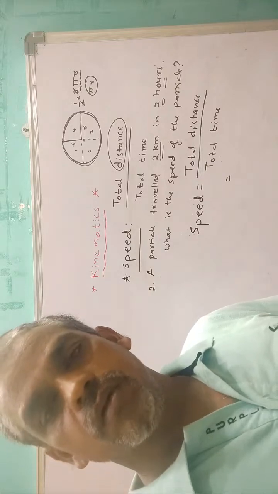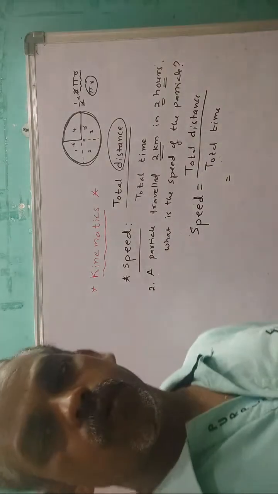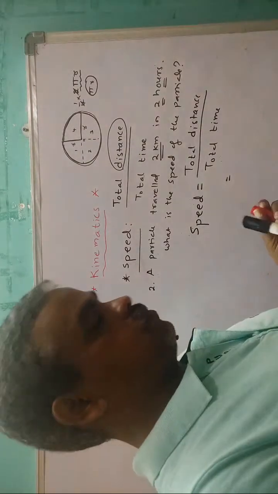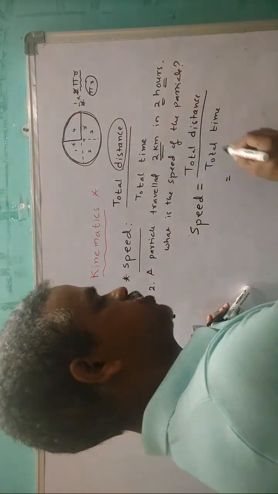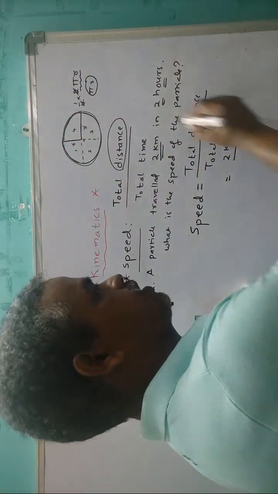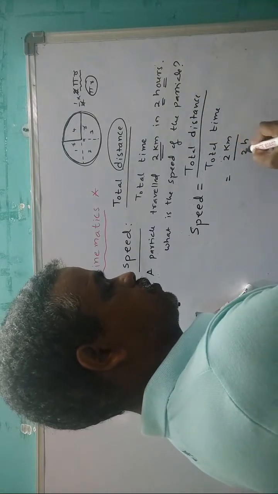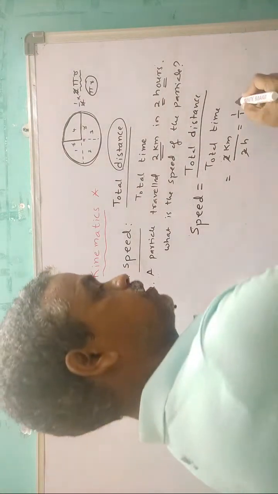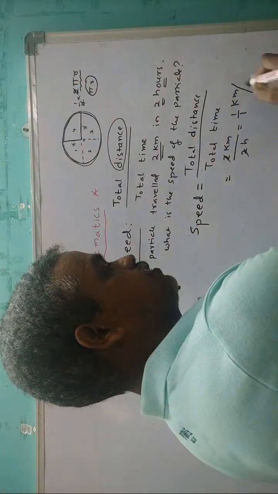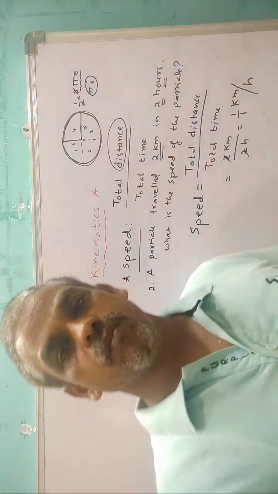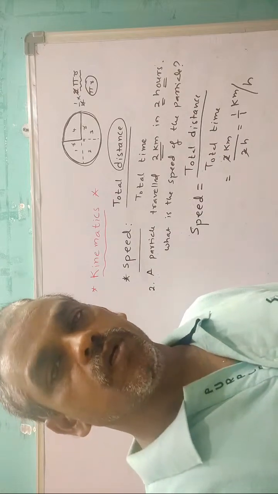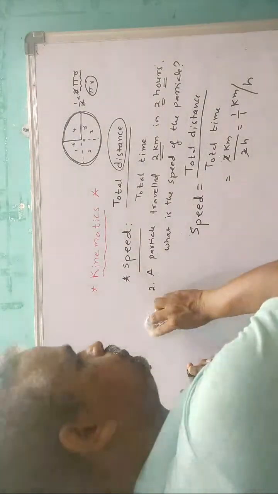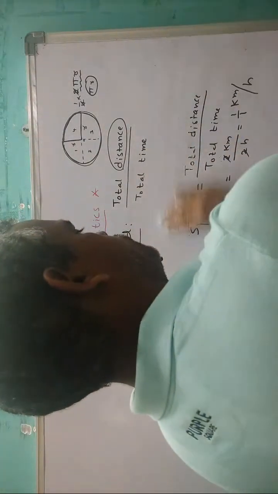One kilometer per hour. Okay, good, very nice. See how we do it. Total distance is 2 kilometers, total time is 2 hours. So 2 by 2 is 1, you get 1 kilometer per hour. You are doing well. So I will give one more last question.